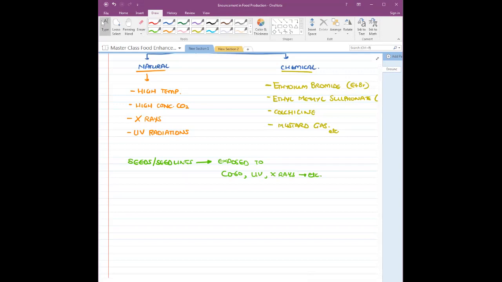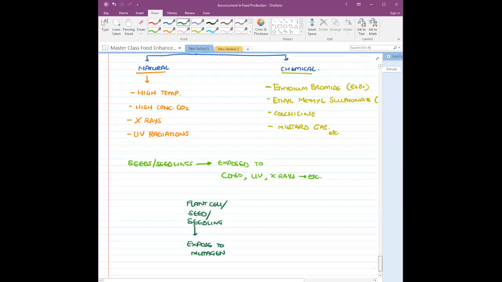But now the next thing, guys, what are we going to do? Let's imagine what the plan is. How do we get these disease resistant plants? What we do is take a plant cell, or a seed, or a seedling. Now we are going to expose them to mutagens. Once we have exposed them to mutagens, mutagens are going to cause mutations inside the cell.